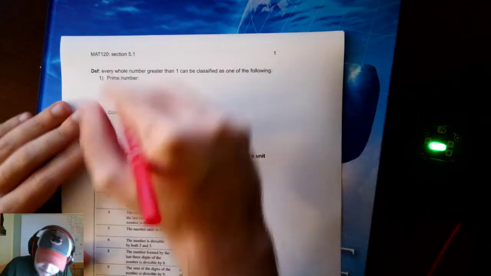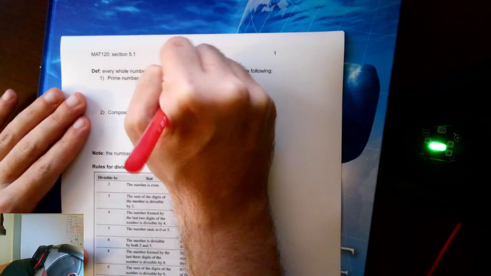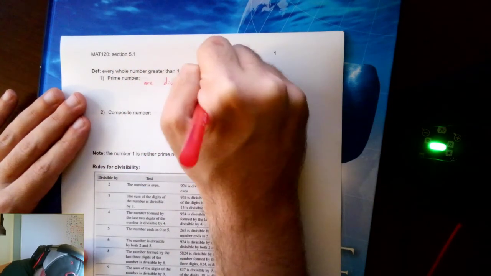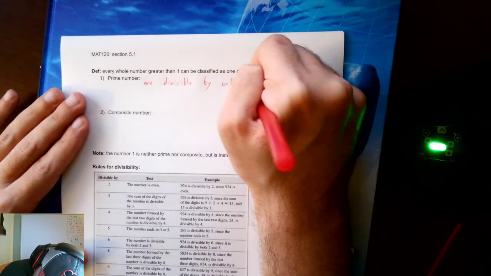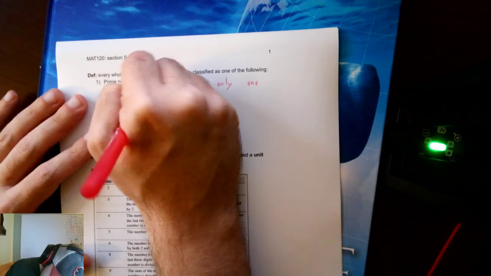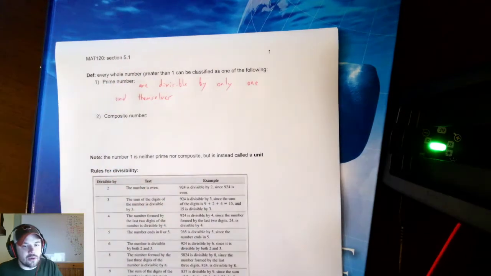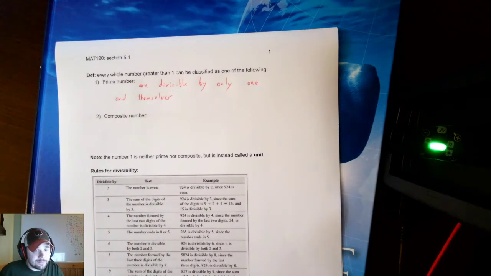Prime numbers are divisible by only 1 and themselves. If a number is prime, it is only divisible by 1 and itself. Prime numbers are always bigger than 1, though. Remember, they got to be bigger than 1.